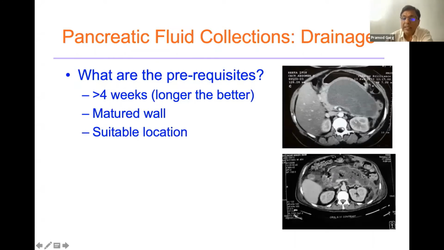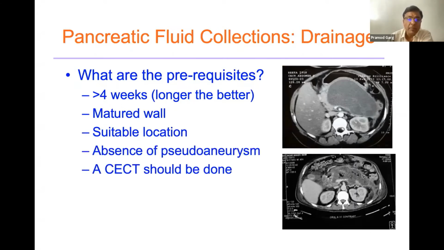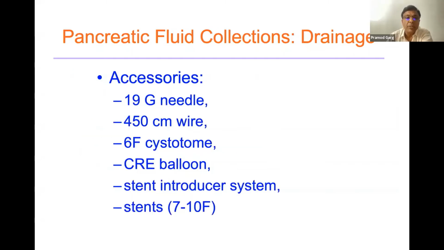But here there is a collection which is much away from the stomach and duodenum, so we can't do endoscopic drainage in such a patient. Of course, there should be an absence of pseudoaneurysm, and most of the time I would advise that before you plan drainage endoscopically, you should do a contrast enhanced CT scan a couple of days before the planned procedure.